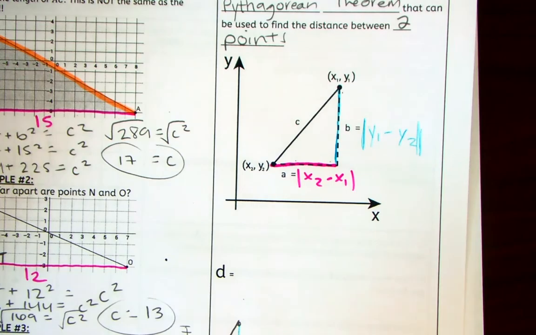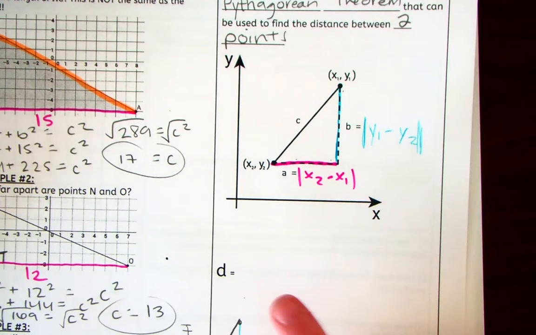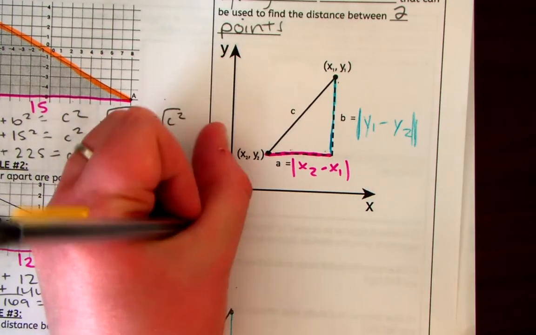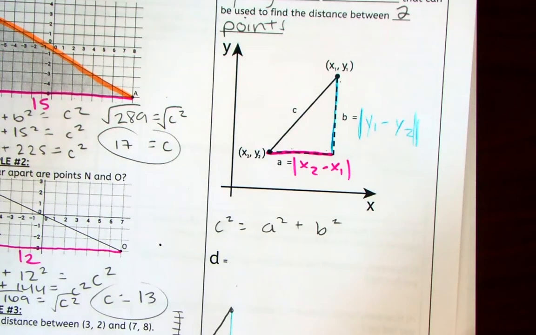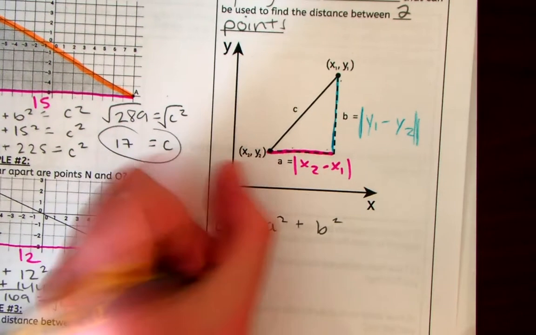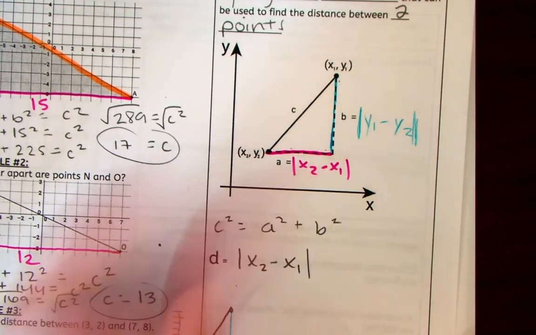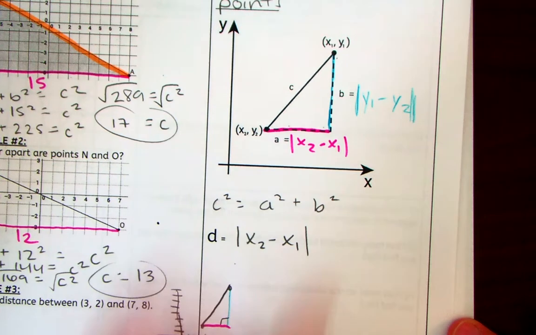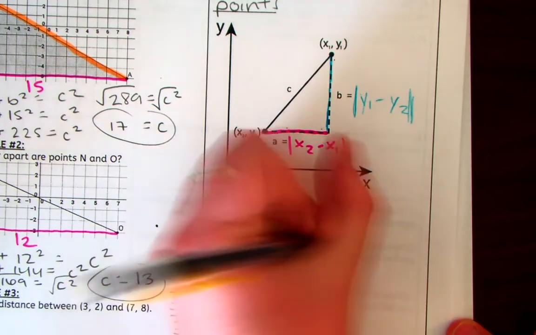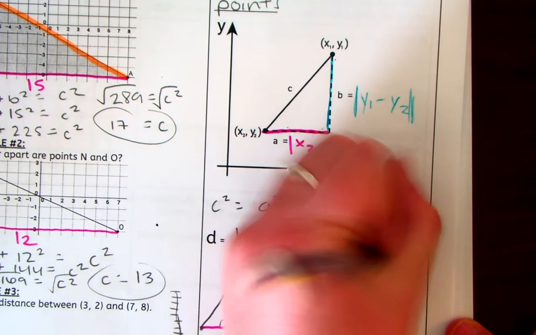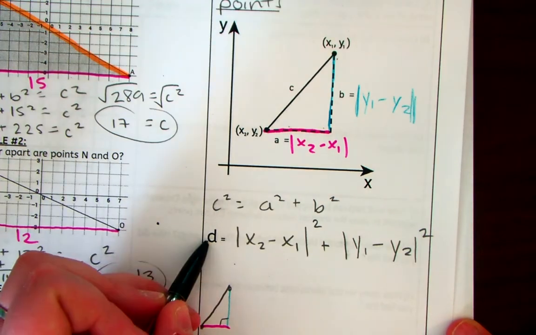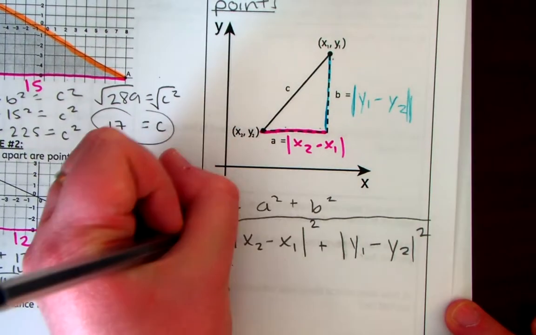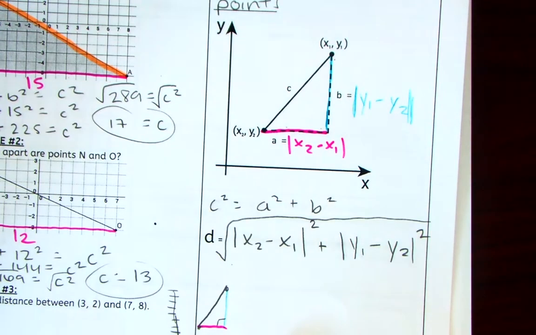Then, once I know these values, I can use the Pythagorean theorem: c squared is equal to a squared plus b squared. Where now a is x2 minus x1, squared, plus y1 minus y2, squared, and that is equal to c squared. I want just c, or we call it d, so I take the square root. So that's the distance formula. It's just the application of the Pythagorean theorem.